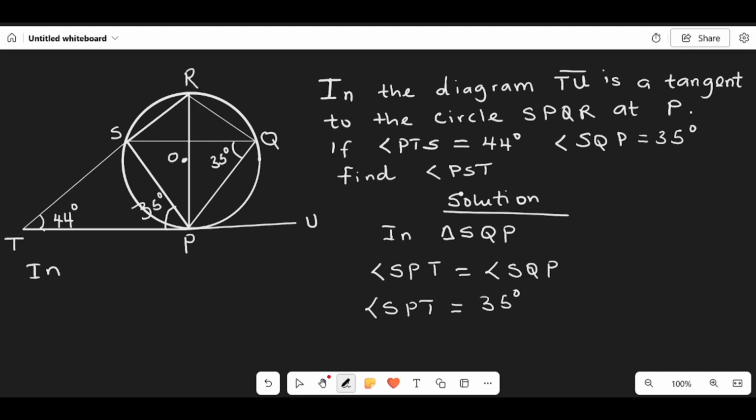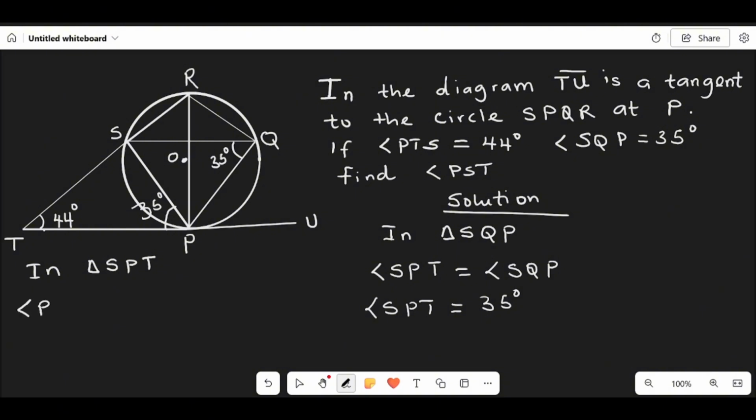In triangle SPT, our angle PST plus our angle PTS plus our angle SPT is equal to 180 degrees, because the sum of angles in a triangle is equal to 180 degrees.